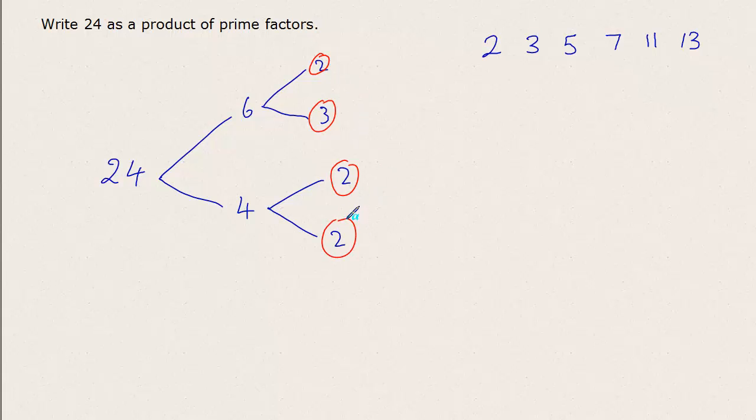So we've reached the end of the tree, and we can now say that 24 is 2 times 2 times 2 times 3. If we use index notation, that's 2 cubed times 3.